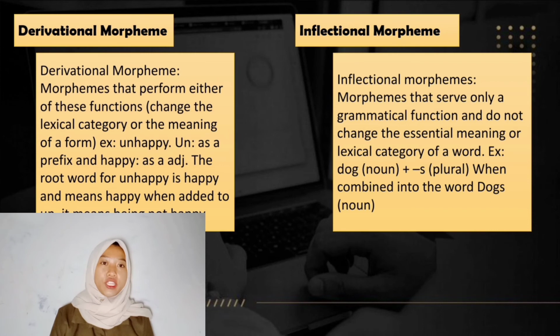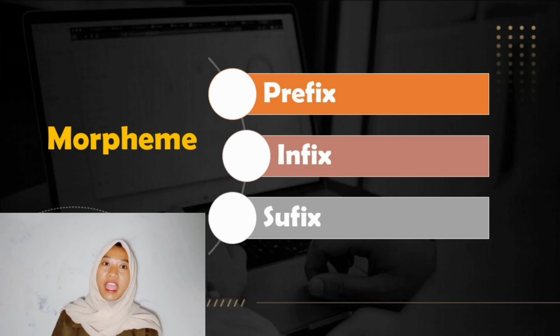The second is inflectional morpheme. An inflectional morpheme is a morpheme that serves only a grammatical function and doesn't change the essential meaning or lexical category of a word. Example, dogs. Dog is a noun and s marks the plural. Bound morphemes have three types. The first is prefix. The example is unhappy. The second is infix. For example, infix is very difficult to find in English. And the third is suffix. The example of suffix is friendly.